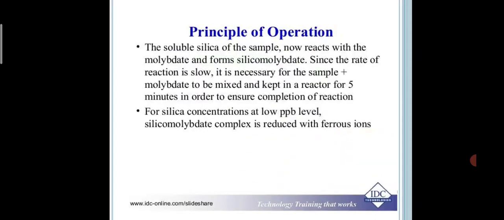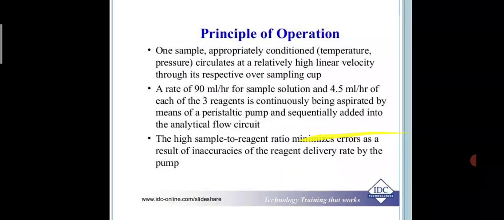Principle of operation is briefly given here. The soluble silica in the sample reacts with the molybdate and forms silicomolybdate. Since the rate of reaction is slow, it is necessary for the sample plus molybdate to be mixed and kept in a reactor for 5 minutes in order to ensure the completion of the reaction. For silica concentrations at low ppb level, the silicomolybdate complex is reduced with ferrous ions.